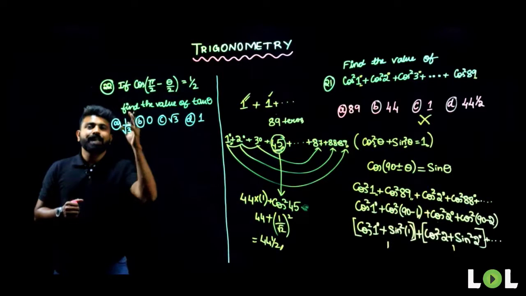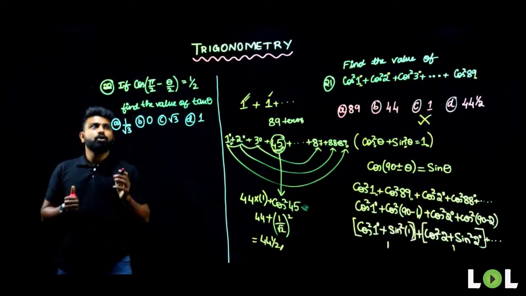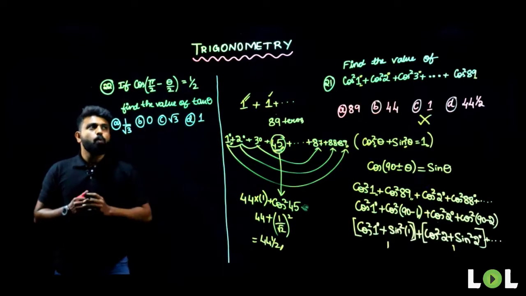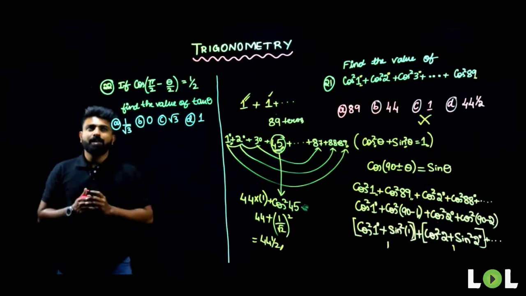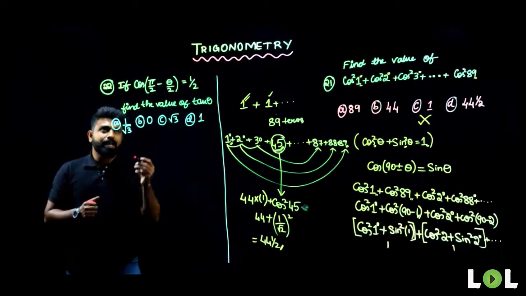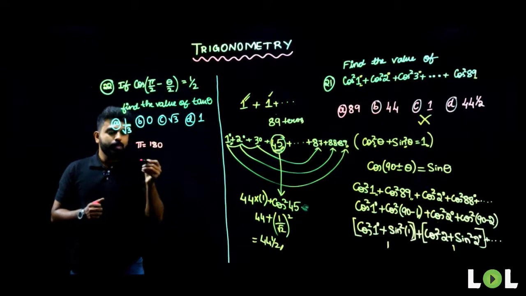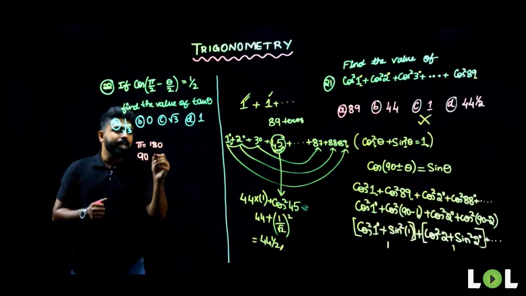So let us look at our next question for the day. What do we have here? Cos of pi by 2 minus theta by 2 is equal to 1 by 2. Then find the value of tan theta. Now, we all know from our first class that the value of pi is equal to 180 degrees. So what will be pi by 2? Pi by 2 will be 90 degrees.